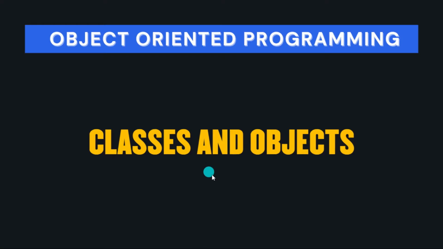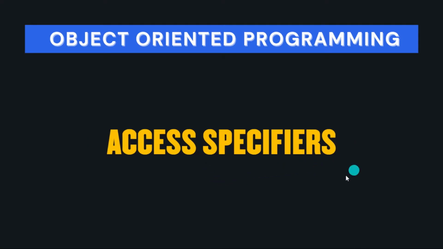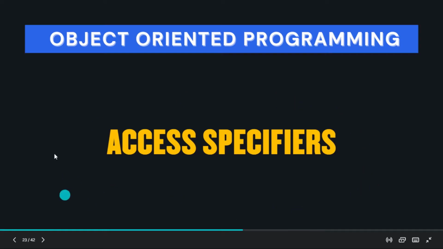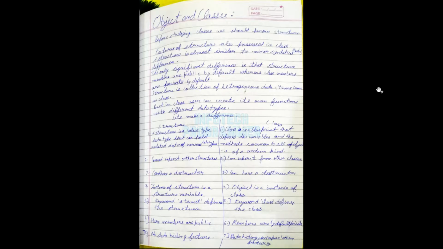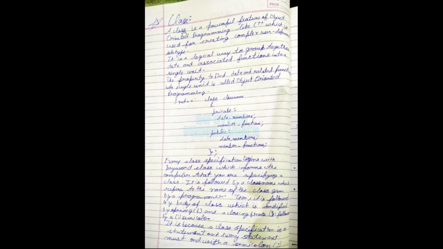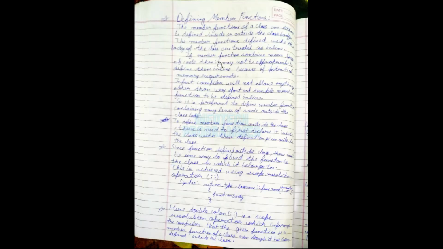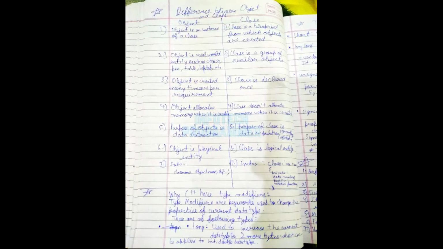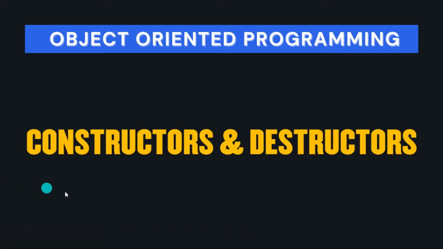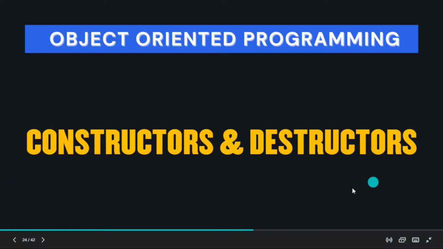So you will find many things in our notes for the classes and objects. And after that, the access specifiers that are used to access the classes. And then you can watch our notes here, that objects and classes are here along with the various descriptions of that. I explained properly about the classes, about the objects, and many more things you can see here. And after learning about the classes and objects, you can learn about the constructors and destructors.